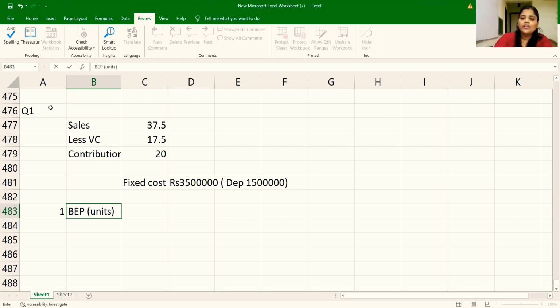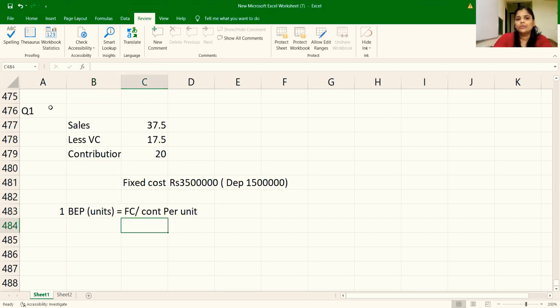So what is the break-even point in units formula, students? The formula is fixed cost upon contribution per unit. So fixed cost is 35 lakh upon contribution per unit, which is 20. So 35 lakh divided by 20, which will give you 1,75,000 units.